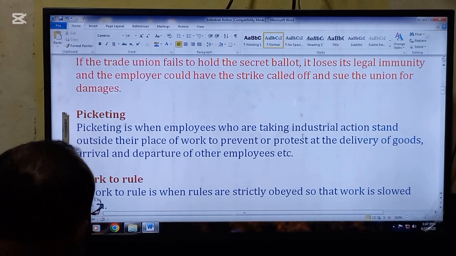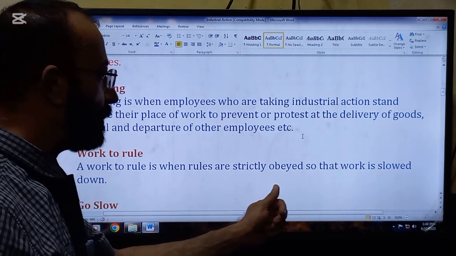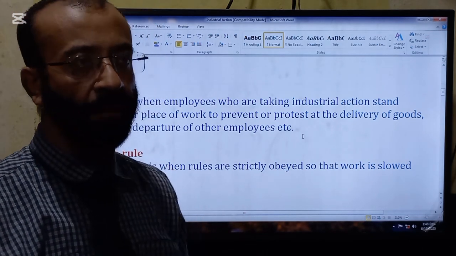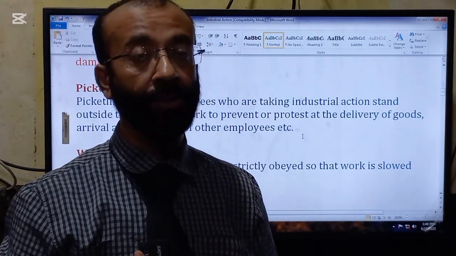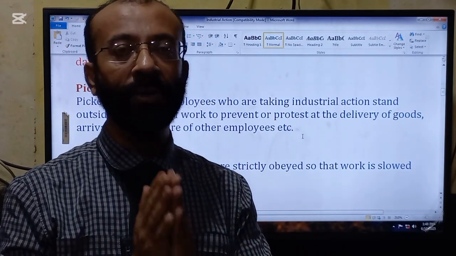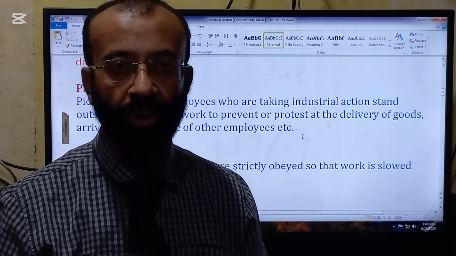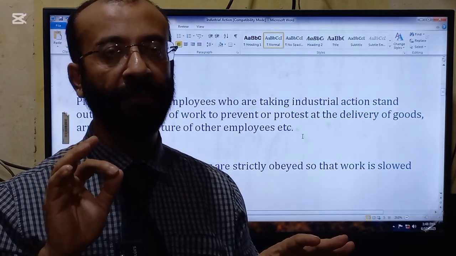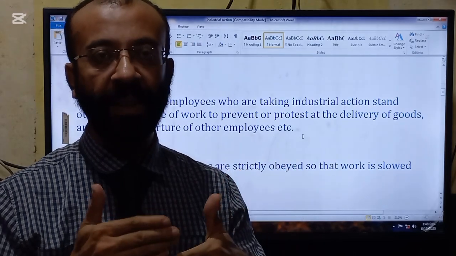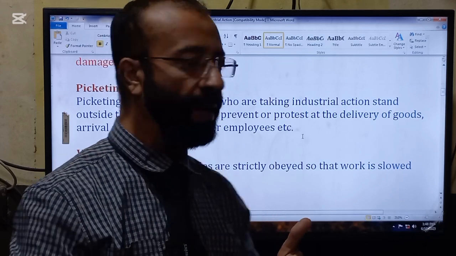Next type of the industrial action is work to rule. A work to rule is when rules are strictly obeyed so that work is slowed down. Definitely it is quite obvious that when work is done by following all the rules, work will be slowed down. So this is a kind of industrial action taken by the workers to slow down the work. Production will be slow and the employers will panic and be forced to talk or negotiate on the claims of the employees.